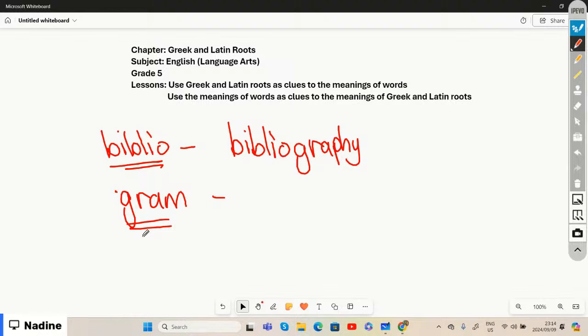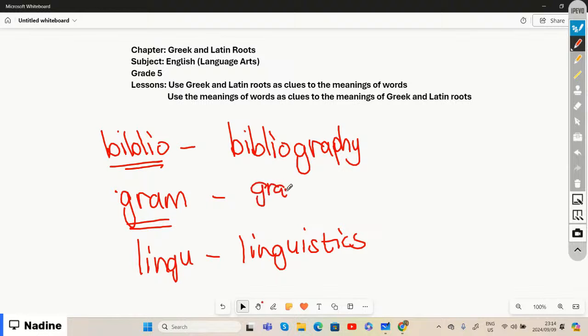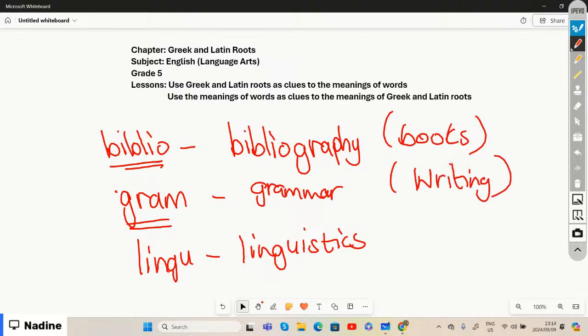And then we also have a word. Let's look at the word lingo. If you look at the word lingo, we can think of the word linguistics. Linguistics, right? This is grammar. And let's say this is books. Let's give the meaning books. And this is writing, structure of writing. And then if you look at linguistics, it is to do with language.